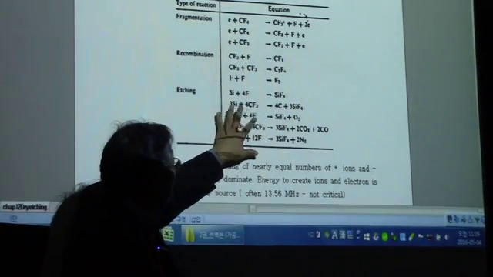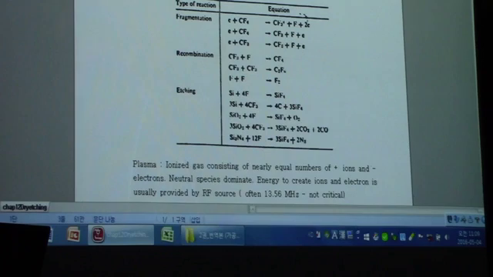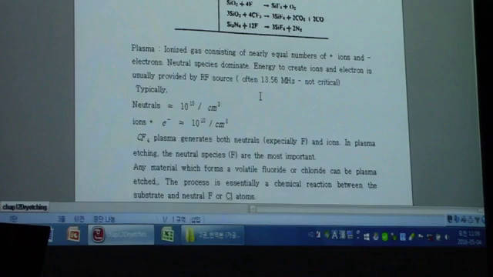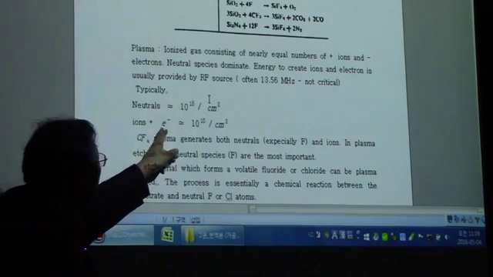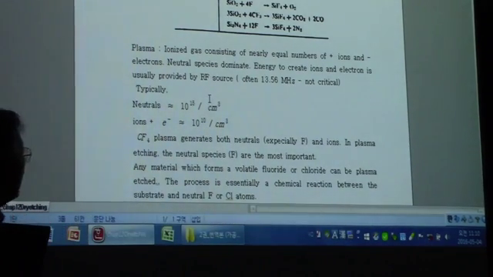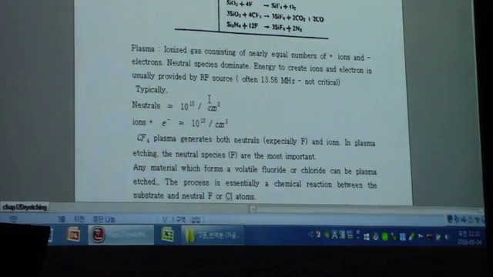in this fashion. Okay, so how can we fragmentize the CF4? We use a plasma. Here, it is an ionized gas consisting of nearly equal numbers of positive ions and electrons. We can create an equal number of electrons and ions in the plasma. In other words, we apply energy to create ions and electrons. It's usually provided by the RF source.